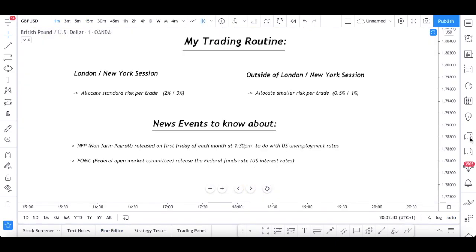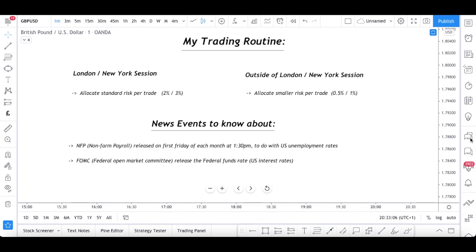So just touching a bit on my personal trading routine and the actual sessions that I trade in. Like I said before, being based in the UK, for me, it's kind of convenient to trade within the London and New York sessions, because the hours that they fall into are basically my mornings and the middle of the day for me.